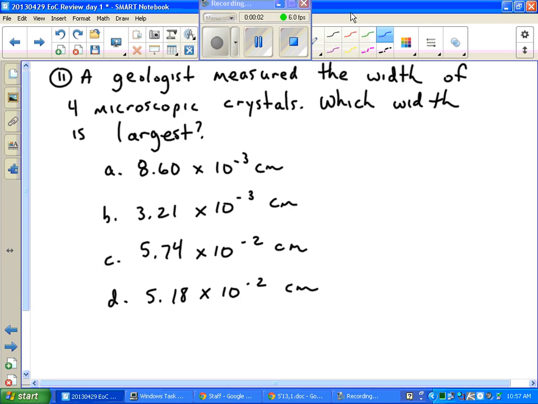There's our EOC study guide. This is day number 1, picking up at number 11 on part 2. Number 11 says a geologist measured the width of 4 microscopic crystals. Which width is the largest?